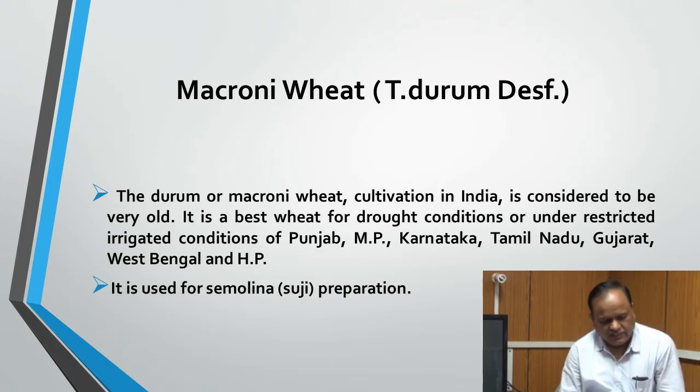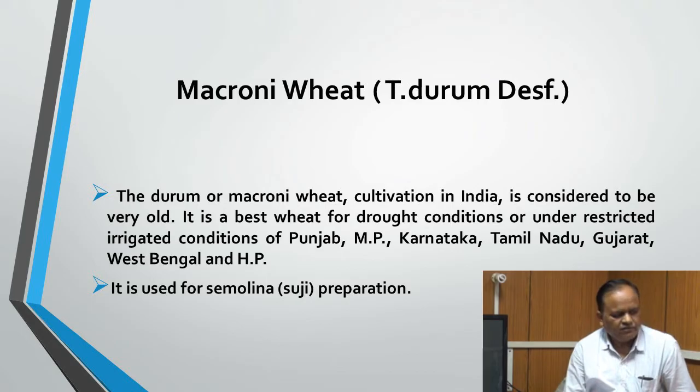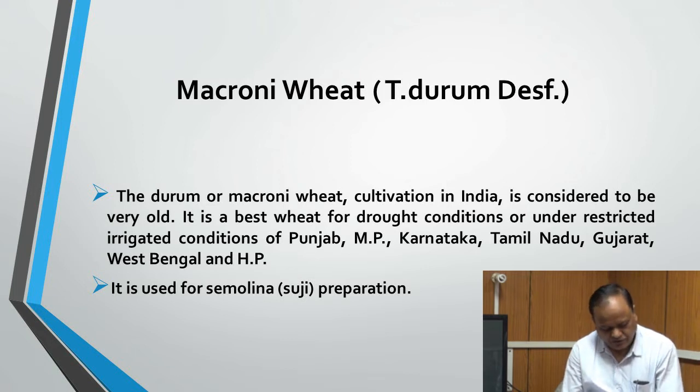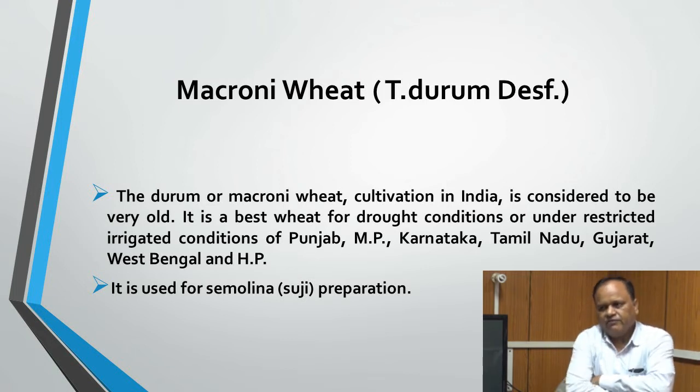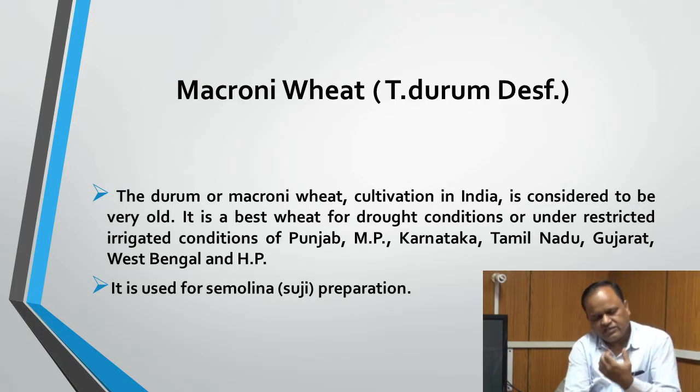and its cultivation is restricted only some parts of the Punjab, Madhya Pradesh, Karnataka, Tamil Nadu, Gujarat, West Bengal and Himachal Pradesh. It is largely used for the semolina, that is also known as the suji, and its contribution in Indian wheat production as far as area is concerned is only 4%.